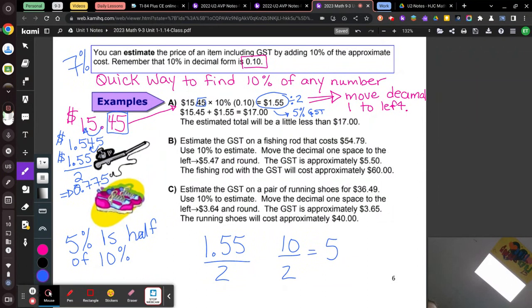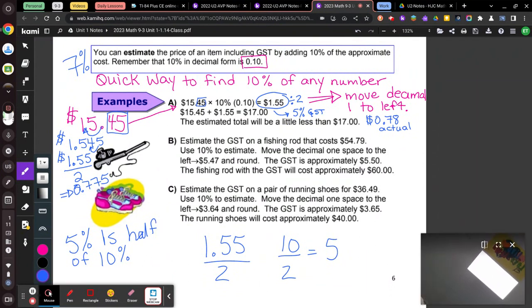So the GST on this for 5% would have actually been 0.78 cents. This is the actual number, if I took 5%. Now our estimate will always be a little bit higher, which is good. Because if you're in a store and you only have $20 to spend, you want to estimate to see if you've got enough to buy what you want. So it's good to know what 10% is and then cut it in half. Always think money so that you can cut it in half.